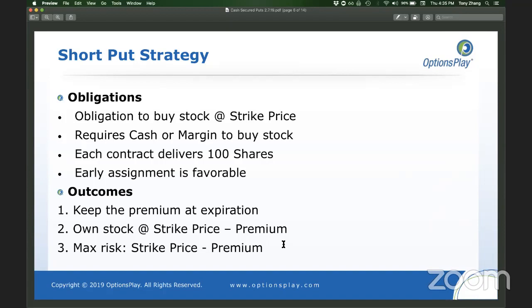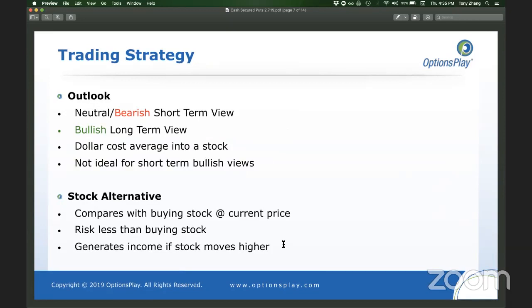But if your goal is to dollar cost average in the long run and you're not trying to be tactical in the short term, this is a strategy that really allows you to purchase stocks that you want to own at a significant discount, as I'll show you with some stocks that we'll be looking at.